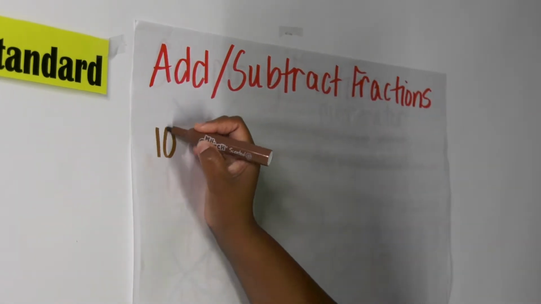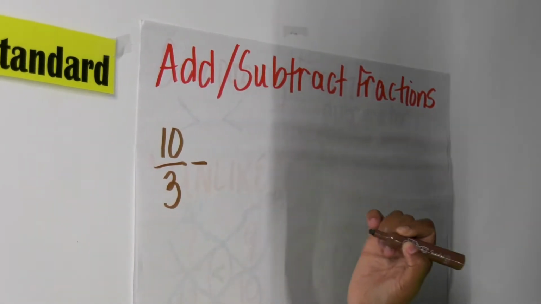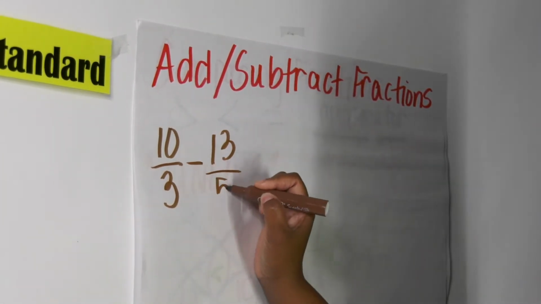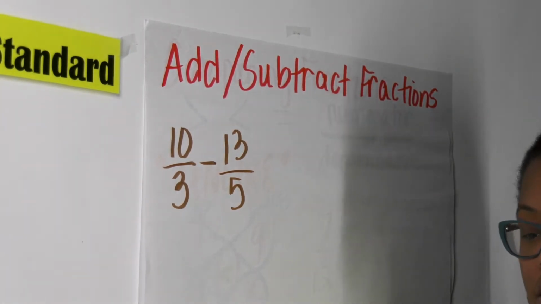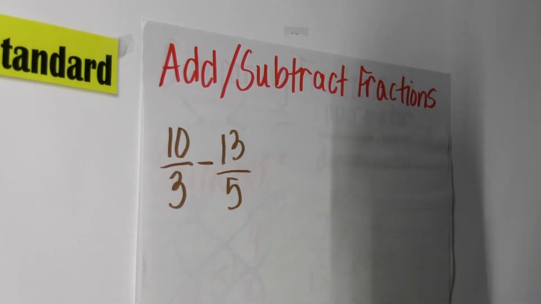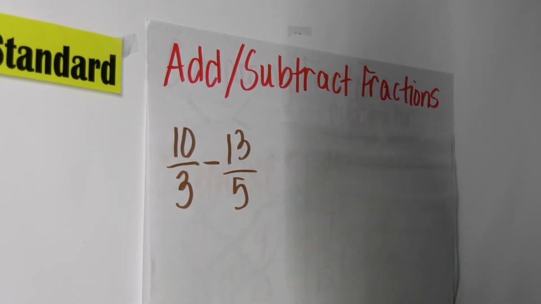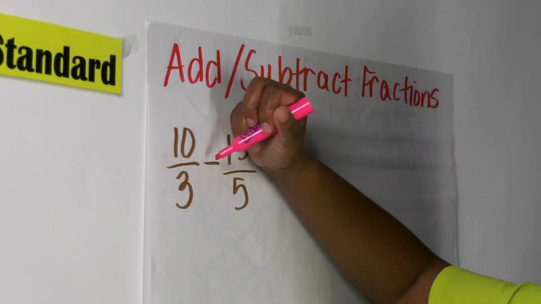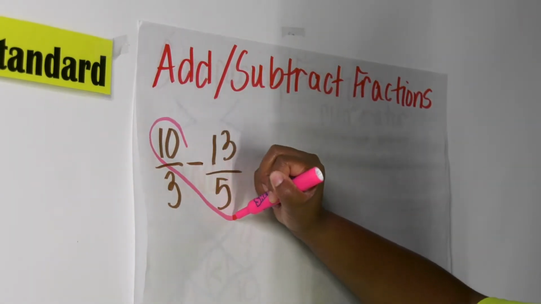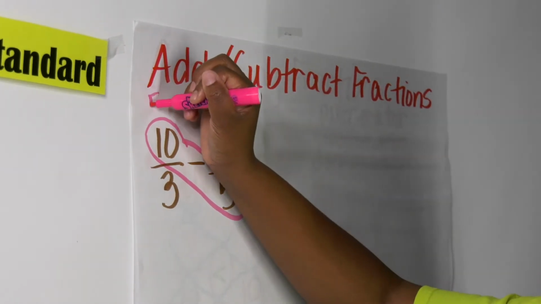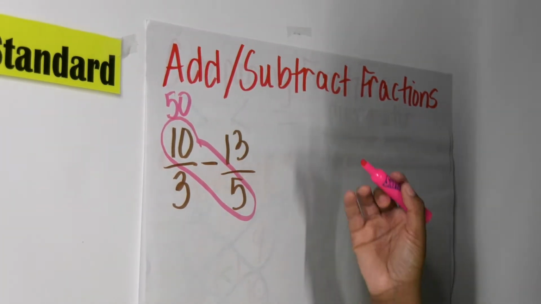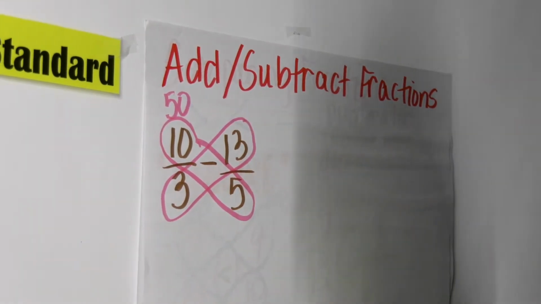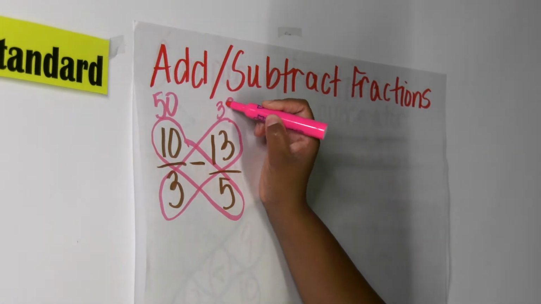10/3 minus 13/5. Okay, so first we see that the denominators are different. So first you're going to start off by using that same method I showed you, making the wings. 10 times 5 gives you 50. Then you're going to do the same thing to the second wing. 13 times 3 gives you 39.